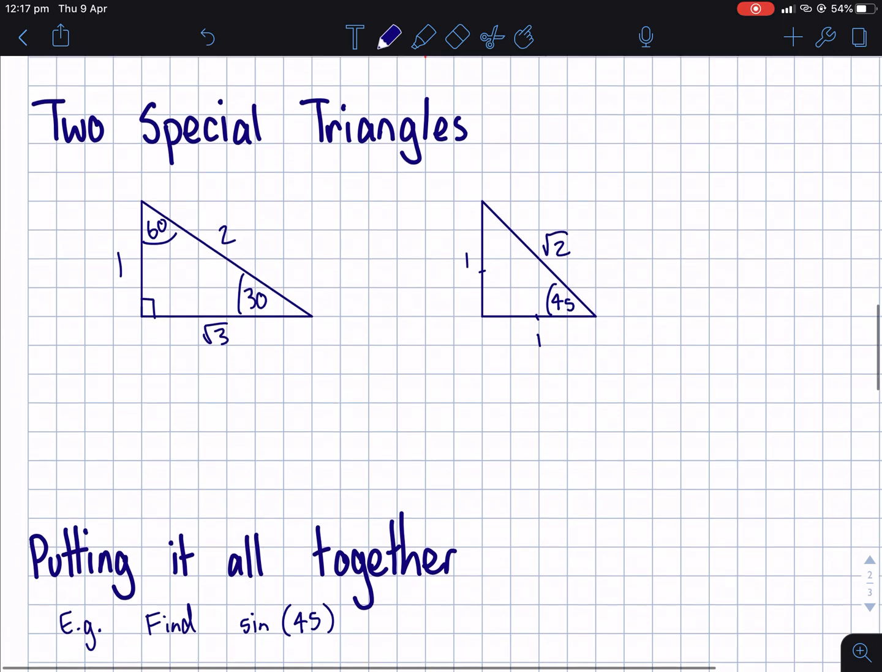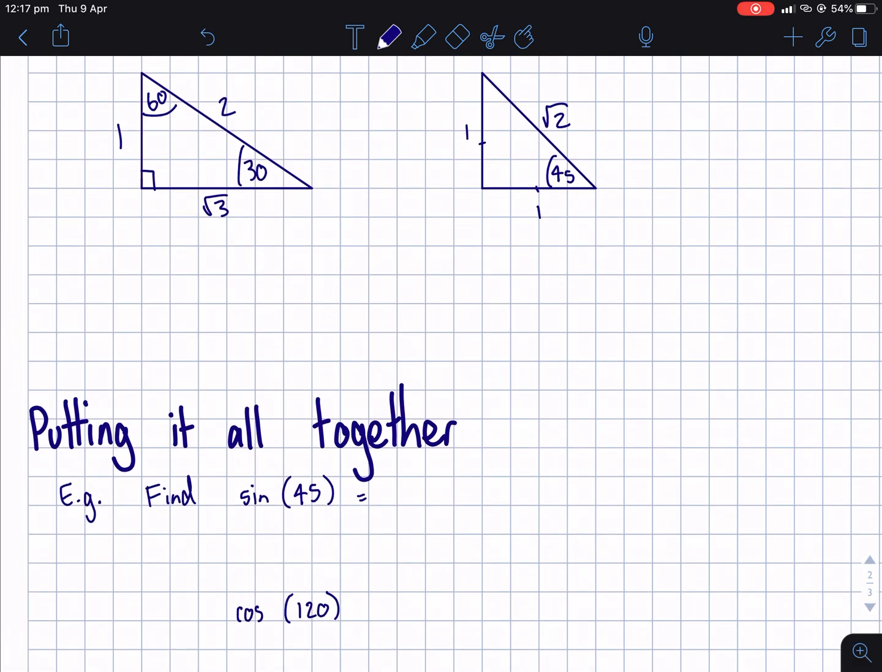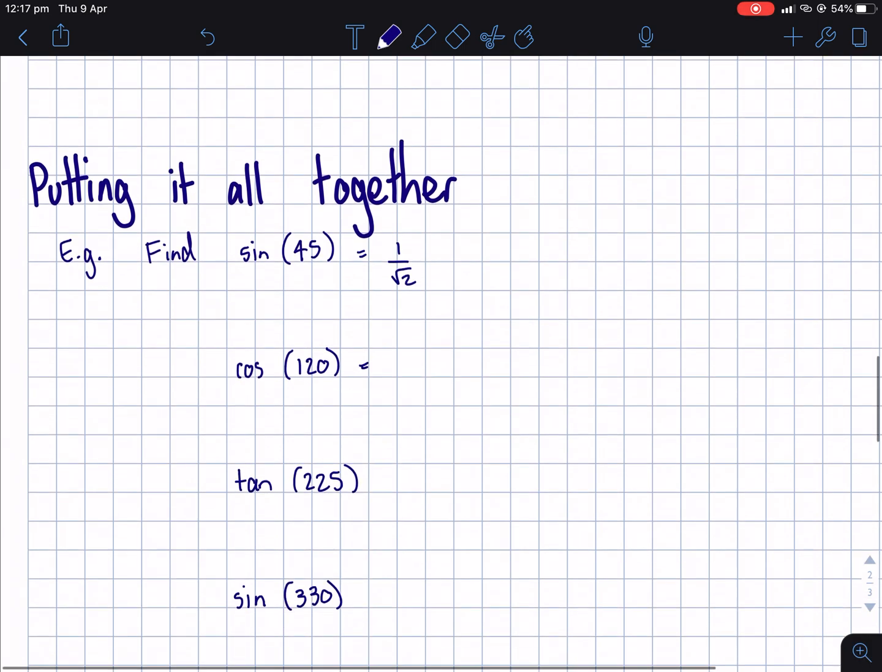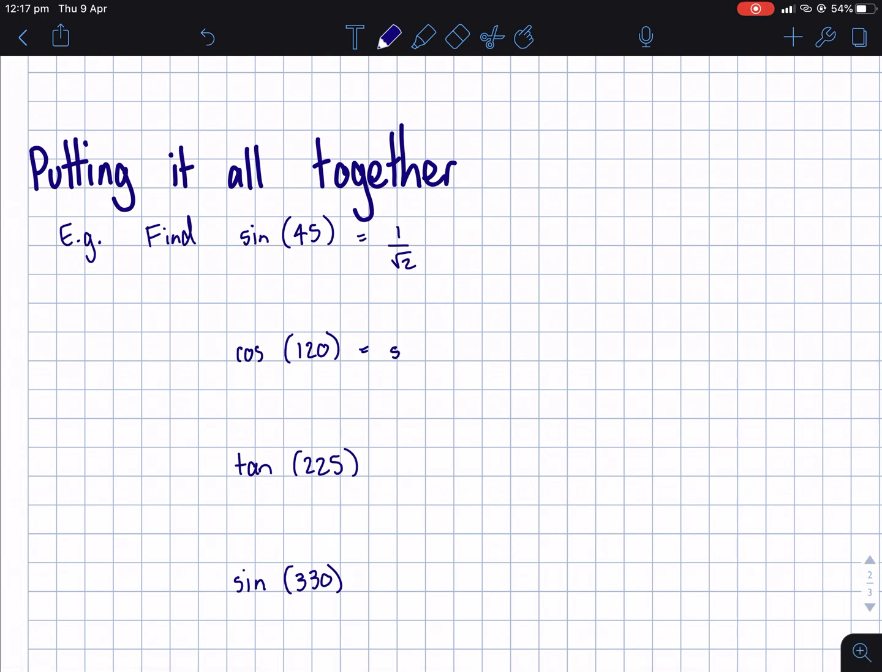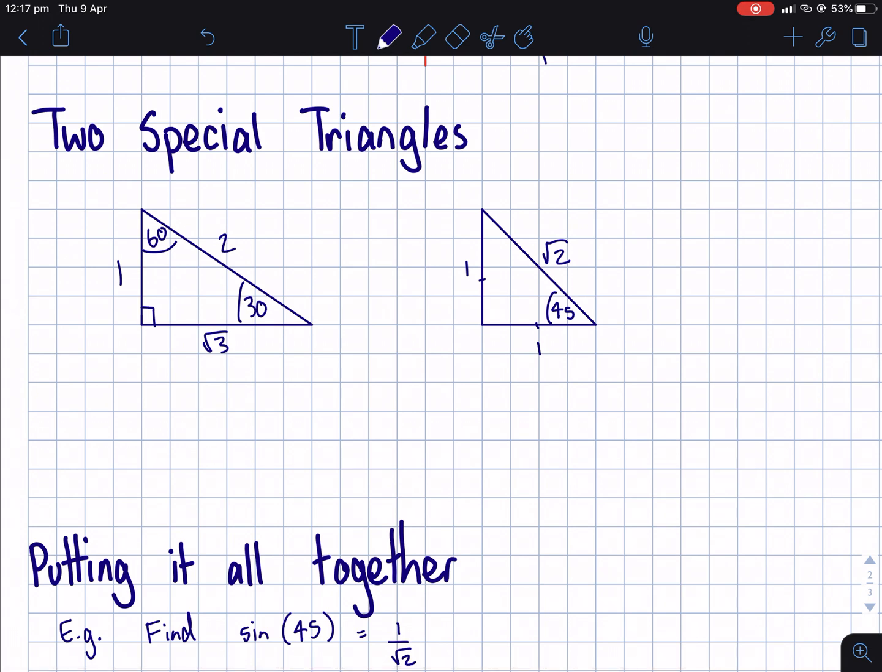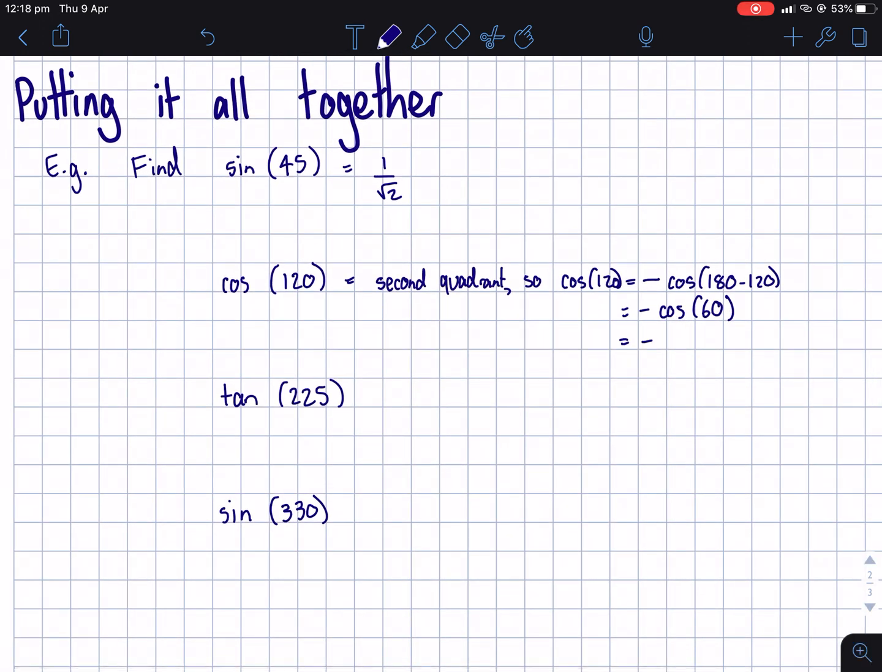Now, sine 45 is really easy. We're just looking at our 45-degree triangle. So it's opposite over hypotenuse, so it's 1 on root 2. Cos 120. Now, this is the second quadrant. So cos 120 equals minus cos of 180 minus 120. So it's minus cos 60. Cos 60, if we have a look at our triangle, is 1 on 2, adjacent over hypotenuse. So it's minus 1 on 2.